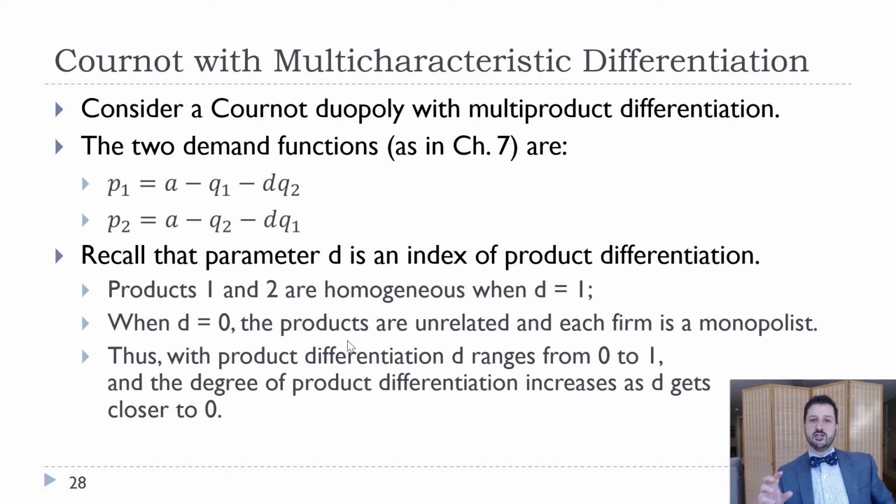And this parameter D is just an index of product differentiation. If we put D equals 1, then they're completely homogeneous. Consumers don't care between good 1 and good 2. When D equals 0, that term just drops out of the demand curve and each firm is a monopolist. So between 0 and 1 is how much product differentiation there is, right? So it increases as we move from 1 to 0.